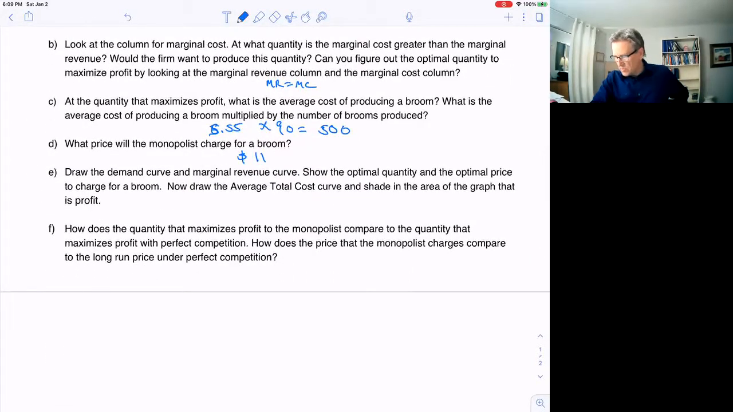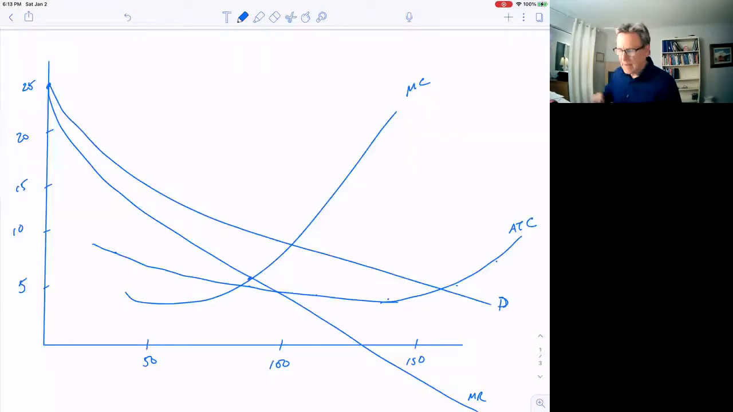Draw the demand curve and marginal revenue curve. Show the optimal quantity and the optimal price to charge for a broom. Okay, so drawing the curve is going to look something like this. Get a demand curve, with the marginal revenue curve below it. And the monopolist is going to produce where the marginal revenue equals marginal cost, right here at around 90. And they're going to go up here to the demand curve and charge the price, which is around 11.